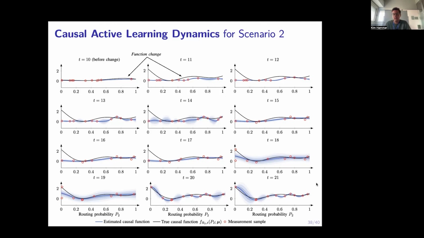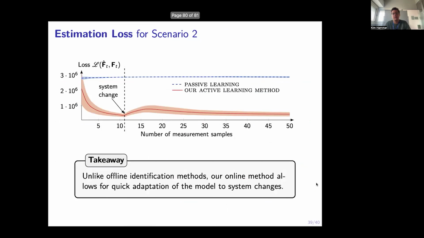This is also shown if you look at the estimation loss, where we see that our method reduces the estimation loss very quickly in the beginning. Then when the change happens, it goes up again, but then it gradually starts going down. So we have this automatic adaptation of the estimated causal functions, which demonstrates the benefit of having online learning as opposed to offline.